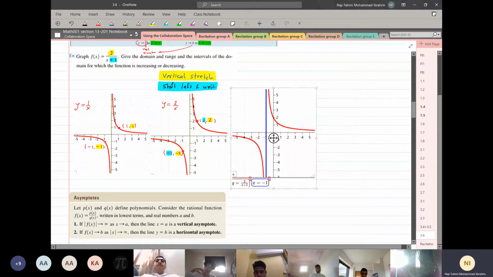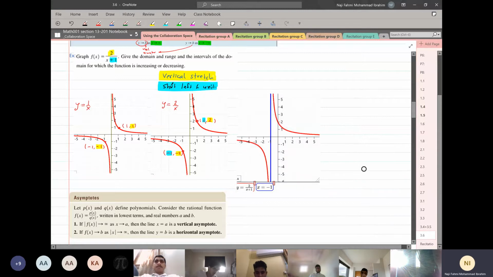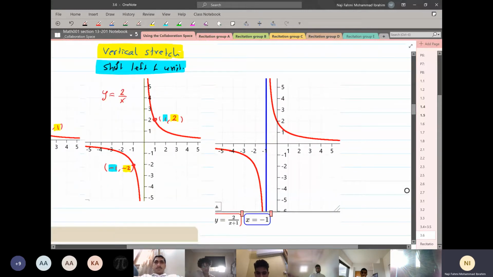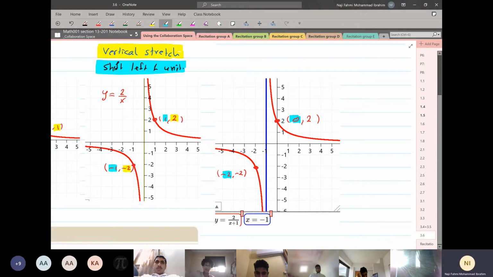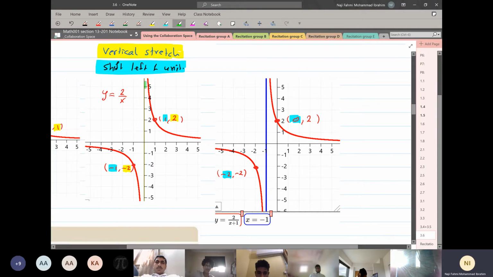Let's look at the order pairs. Let me just put this in a proper position. Let's look at the order pairs now here. What's the order pair that I'm plotting right now? This one. It's 0 with 2. And the order pair that I'm plotting right now is... So what has happened here? What did I do? I have shifted the graph 1 unit to the left.